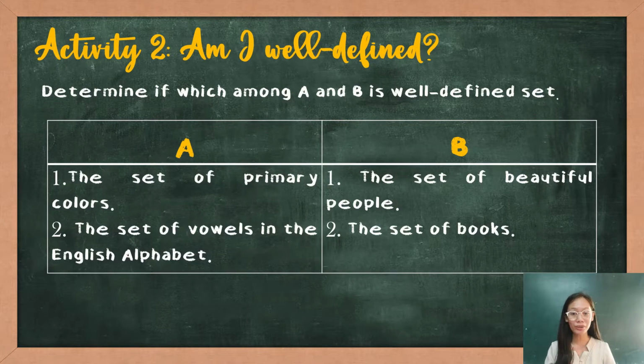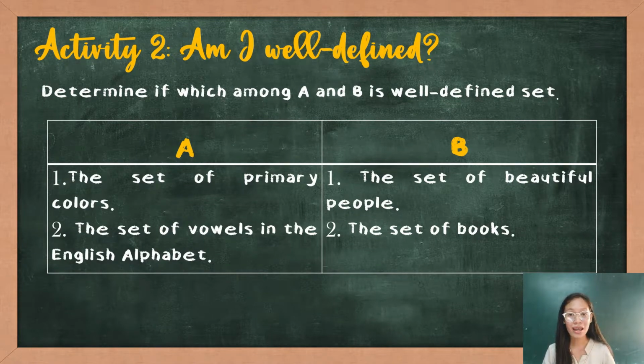In our activity 2, let's determine which among A and B is a well-defined set. In our column A, we have the set of primary colors and the set of vowels in the English alphabet, and in our column B, we have the set of beautiful people and the set of books. Which of A and B has the well-defined sets? What answer did you choose, class? The correct answer here is letter A. The sets given in B are not well defined.